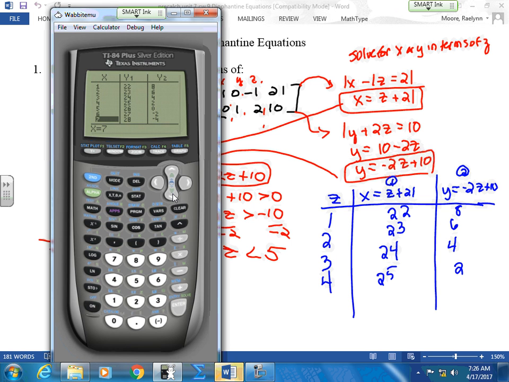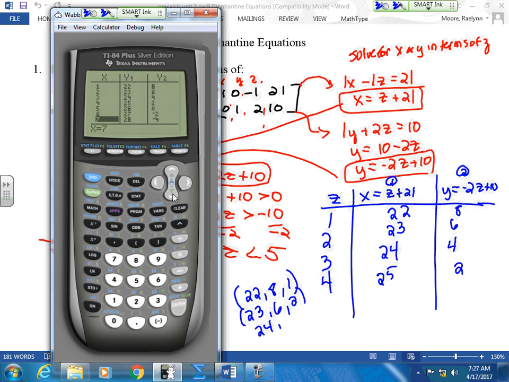And technically, we're done. We have our solutions. The only thing we have to do is put them in X, Y, Z format. So my solutions are going to look like this. This is my X, my Y, my Z. So I need 22, 8, 1. X, Y, Z. Because we had to set this chart up a little bit different. 23, 6, 2.